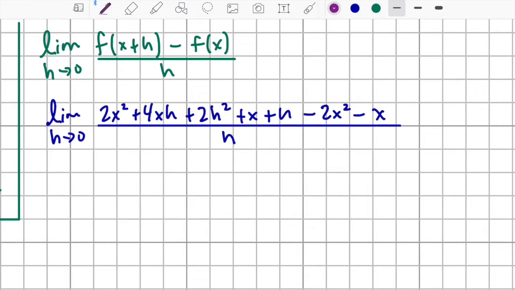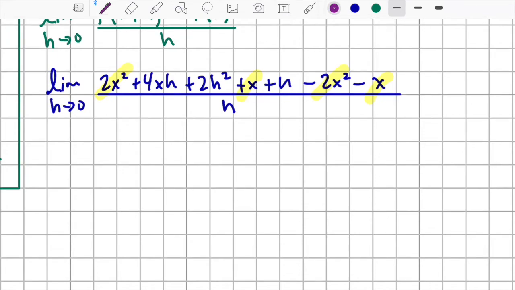It'll be good. So now we're going to start canceling. Ivy, tell me, what can you cancel there? Yes, you're right. What else? The x's? Okay. Is there anything else that we can cancel? Nope. Okay. So now let's rewrite it. Limit as h approaches 0, we're left with 4xh plus 2h squared plus h, all of that over h.